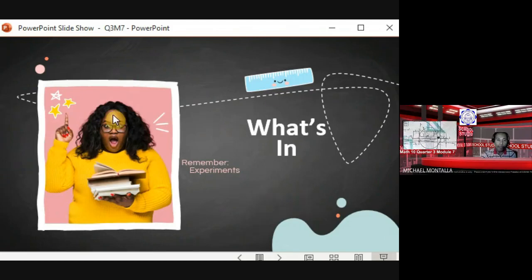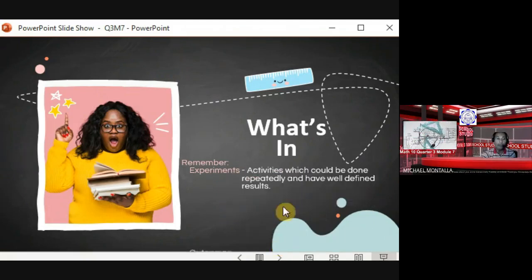So these are very important in our lesson for module 7. This is from module 6. So experiment is what? Those are the activities which could be done repeatedly, like what we have said last time. And of course, we must have a well-defined result. Kailangan iba-iba yung result natin. I will repeat. Lahat ng activity na pwedeng maulit, at magkakaroon ng marami o iba-ibang results, ang tawag natin doon ay experiment.